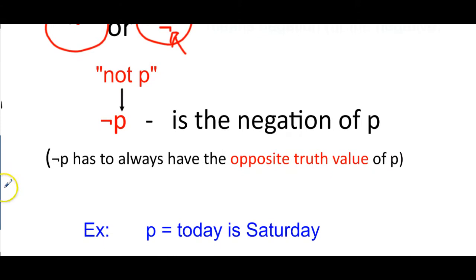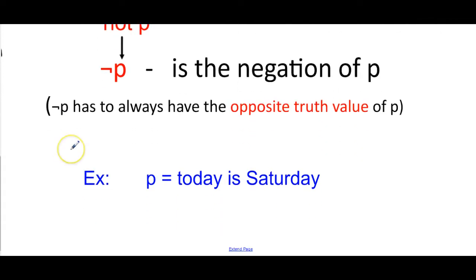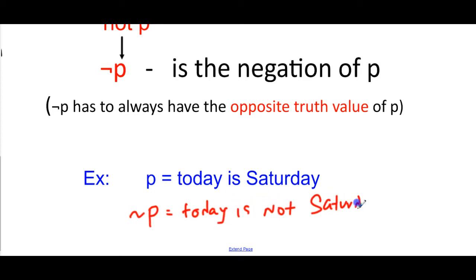So not P is the negation of P, right? Not P has to always have the opposite truth value of P, and the truth value stuff we're going to get into in just a little bit, alright? So P equals today is Saturday, not P is today is not Saturday. Alright? Not is the important word.